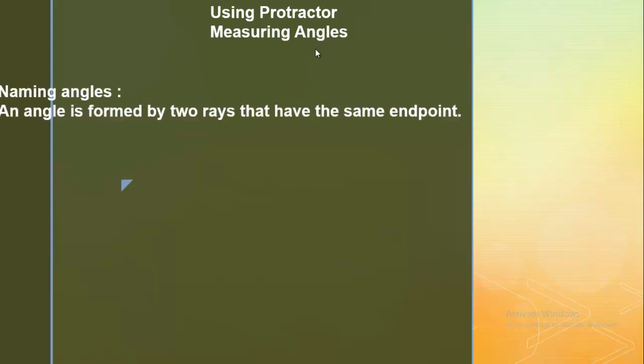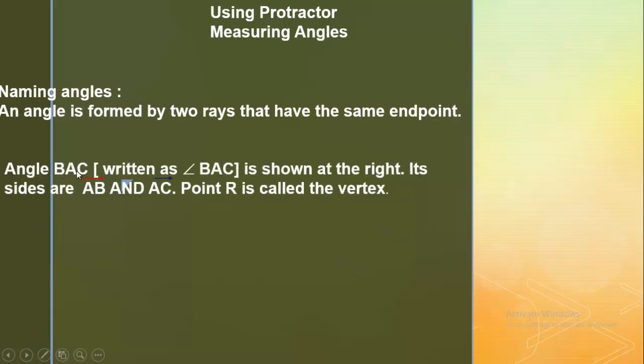Our lesson today is about measuring angles, naming angles, and using the protractor to measure angles. We can name angles. An angle is formed by two rays. We had studied this information, taking the difference between rays, straight line, line segment, and point. So an angle is formed by two rays that have the same endpoint. Angle BAC is written as angle BAC.